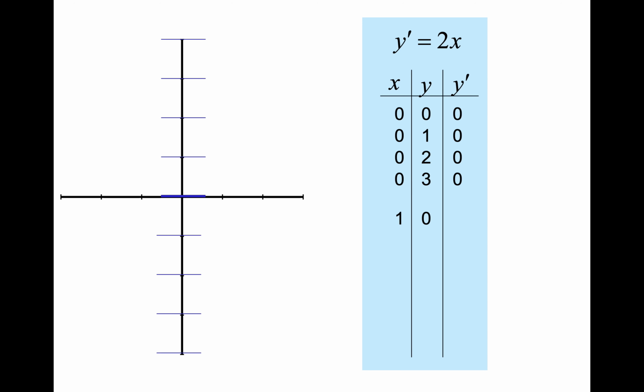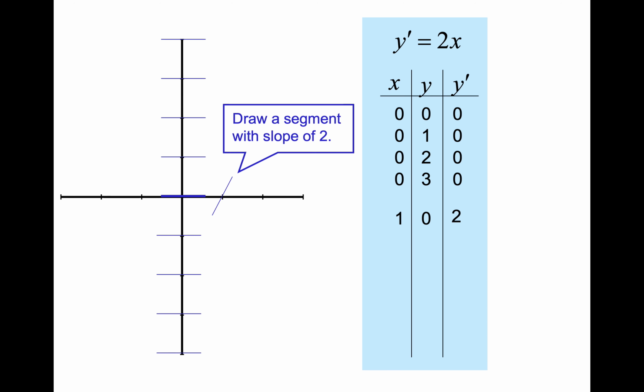If you plug in a 1 for x and a 0 for y, again, it's just determined by the x. 2 times 1 is 2. So you get a slope of 2, and you're just going to approximate. A slope of 1 would be like a 45-degree angle, so this should be a little steeper than that. You're just going to approximate when you go through.